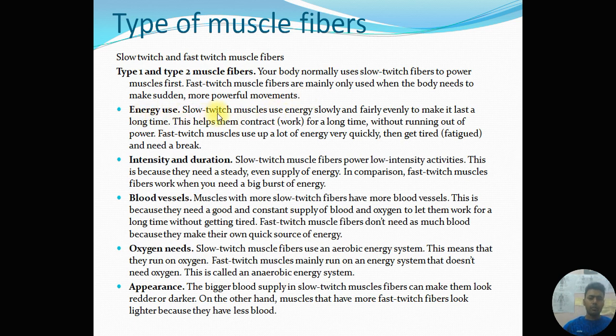So, energy use. Slow twitch muscles use energy slowly and fairly evenly to make it last a long time. This helps them contract or work for a long time without running out of power. Fast twitch muscle fibers use up a lot of energy very quickly, then they get tired, fatigued, and need a break.